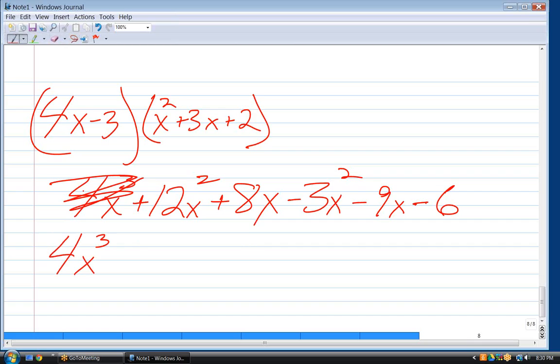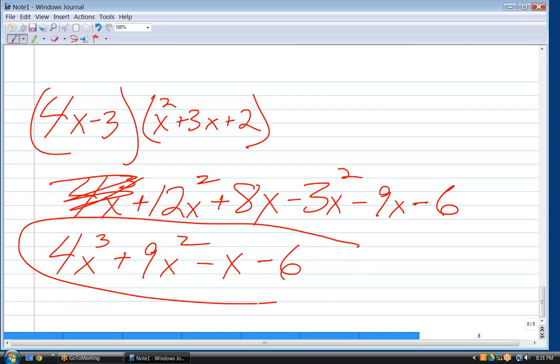Now how many x squareds? Let's see. 9x squared plus 9x squared, yeah. Minus 1x. And then minus 6. There you go. Okay.